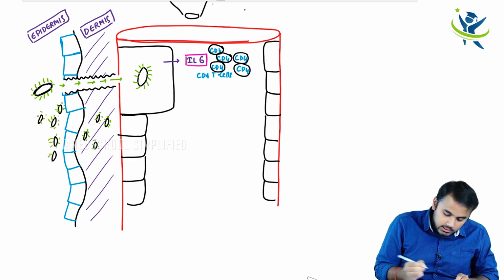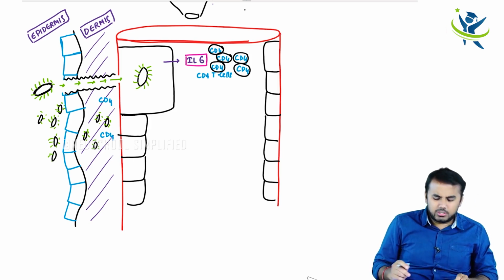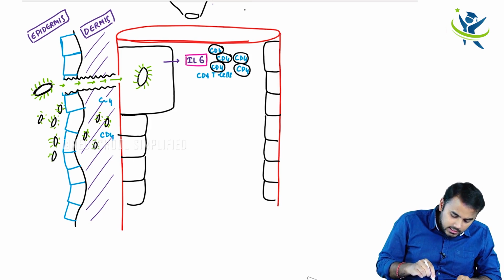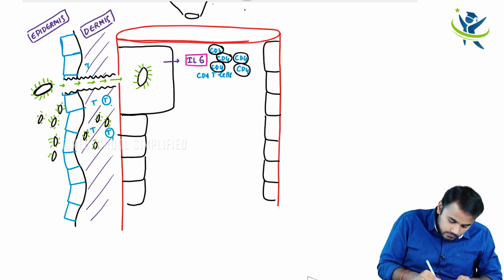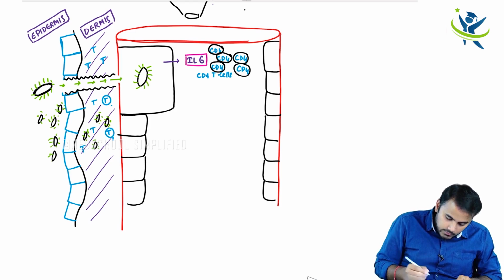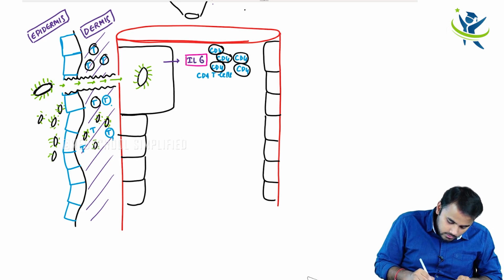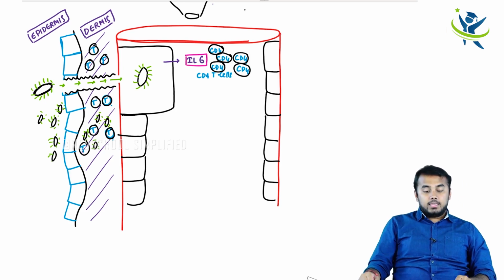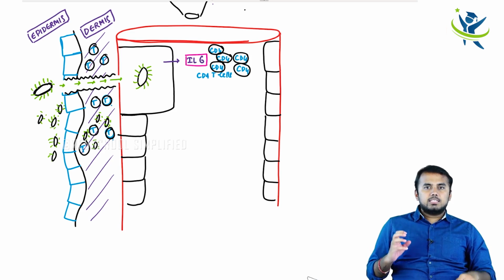Obviously the CD4 T cells, they come here. The CD4 T cell. So instead of writing CD4 T cells, I'll just write it as T cell. So now all the T cells are here. So these are the multiple T cells. Now, you know what these T cells will do? There is bacteria there. T cells are also there. So there will be a fight between these T cells and the bacteria.